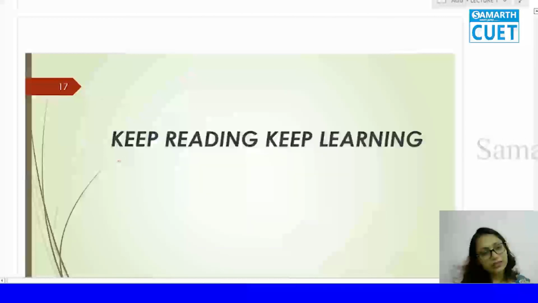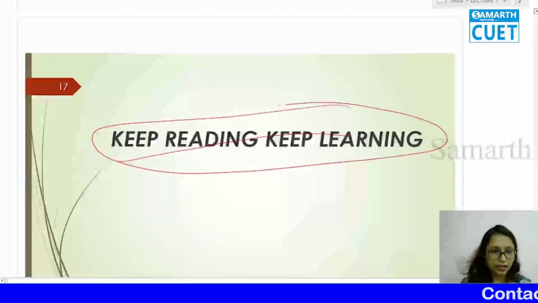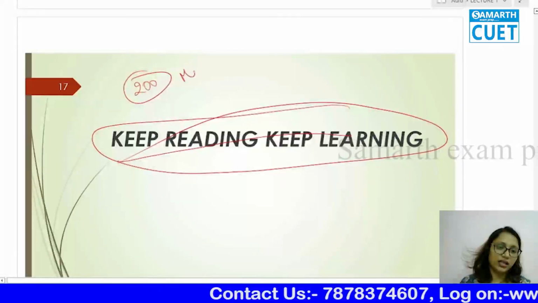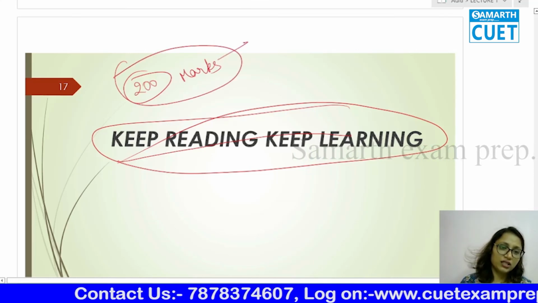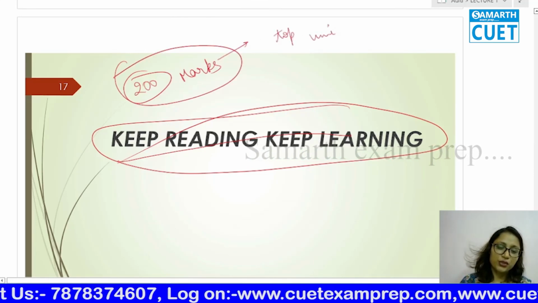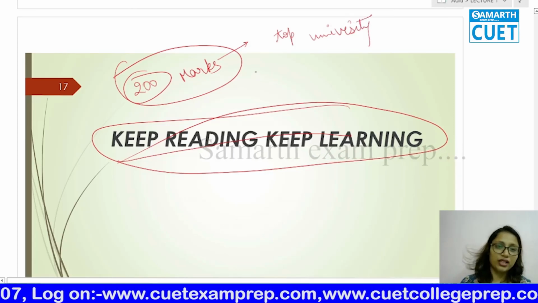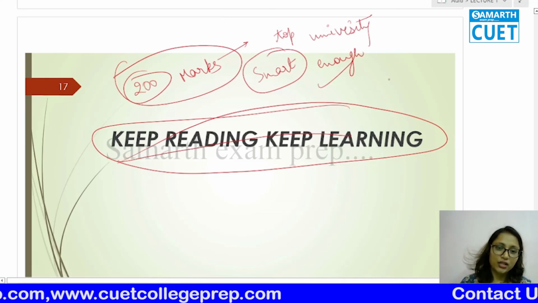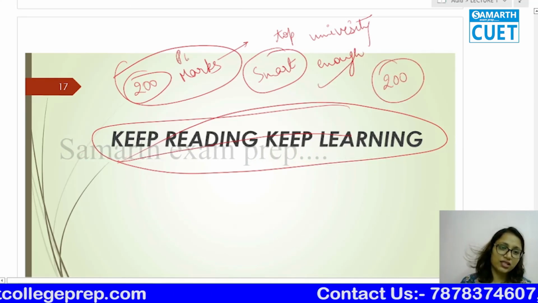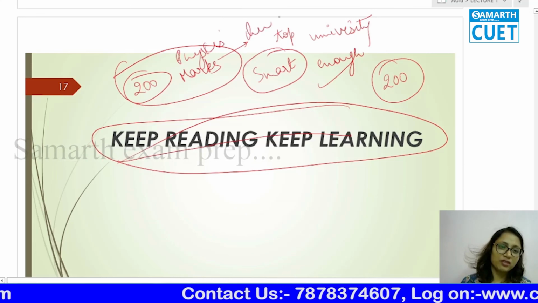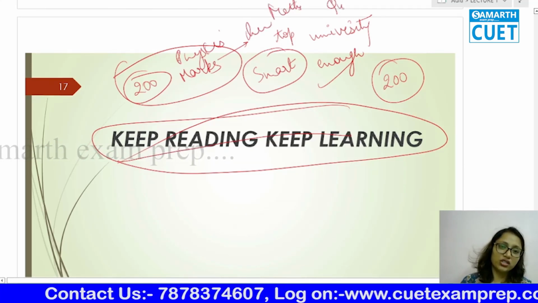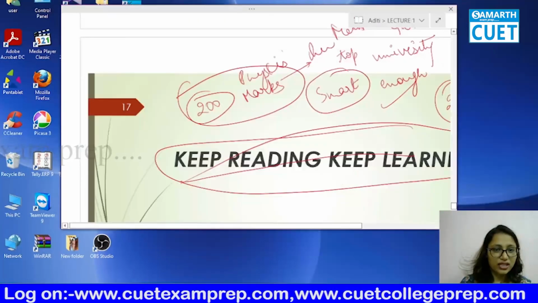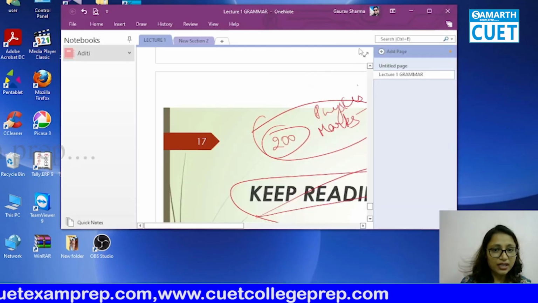Now, like I said, keep reading, keep learning, and because English is very important, you can get 200 marks, and 200 marks means you'll get the top university. So do not take this subject lightly. In fact, if you're a smart person, you'll read English and secure at least 200 marks, because physics or any of your domain subjects, chemistry, maths, have questions. I don't say they are unimportant, but they all have problems.